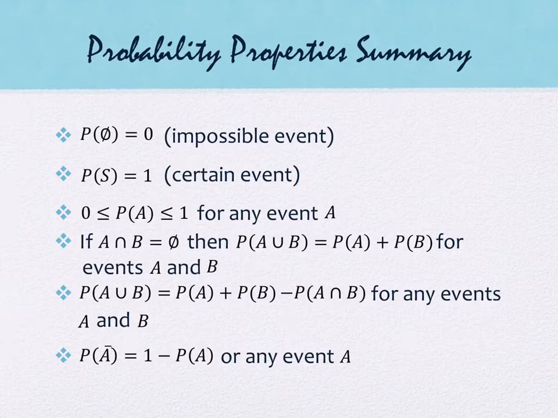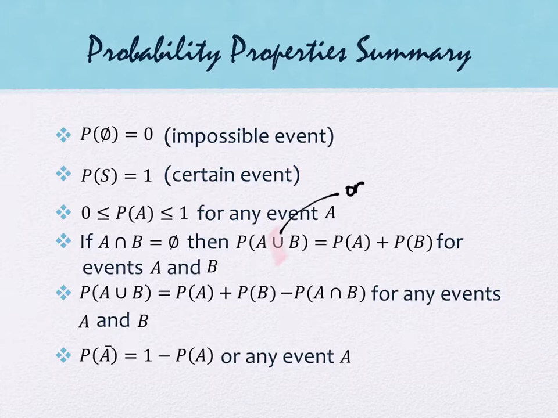Right here, this one tells you that if you have a disjoint set, if A and B have nothing in common, then the probability of A or B happening, that union means or, so this right here, whoops, that showed up, is the word or. The probability of event A or event B happening is simply the addition of their individual probabilities, probability of event A plus probability of event B.